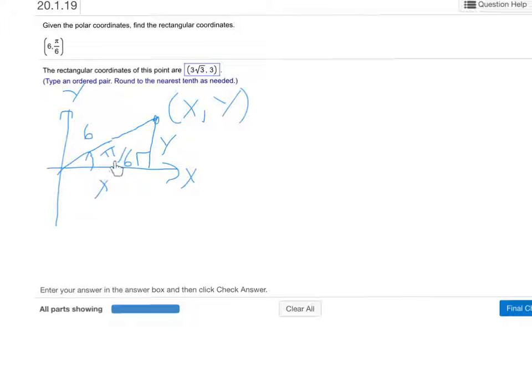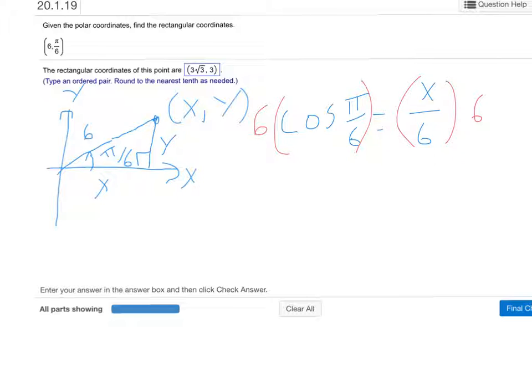The cosine of pi over 6, cosine of this angle, will equal adjacent over hypotenuse. So the cosine of pi over 6 will equal x over 6. I'll multiply each side of this equation by 6, and the 6 drops out there. And so x will equal 6 cosine of pi over 6.